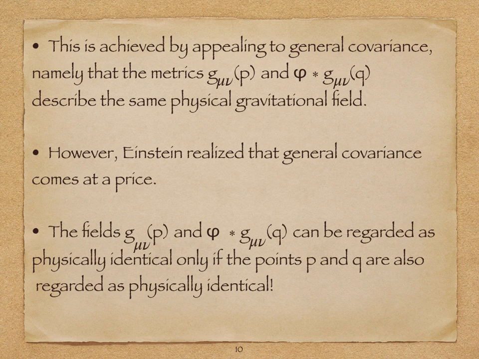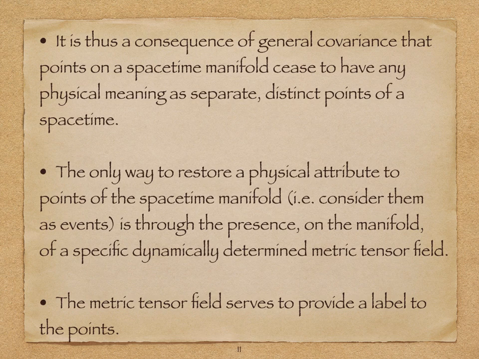What does that mean? We are saying that the fields g_μν at P and φ*g_μν at Q are both to be regarded as physically identical, but that is possible only if the points P and Q are also regarded as physically identical. You see what's going on? g_μν mapped to φ*g_μν, those you want to think of as physically identical, but the only way you can do that is you have to identify P and Q. These were supposed to be distinguishable and separate points in the space-time manifold, but no, general covariance. If you want to retain general covariance, you are losing the identity of the points P and Q. They are no longer physically separate, they are physically identical.